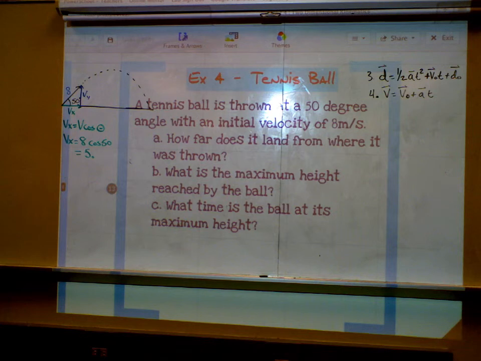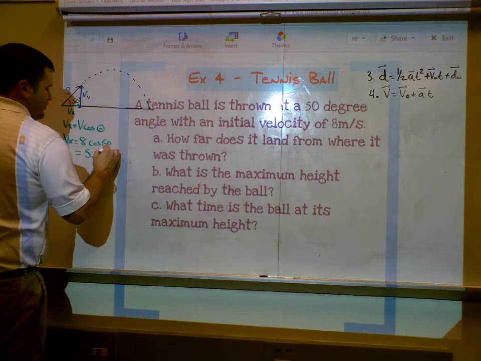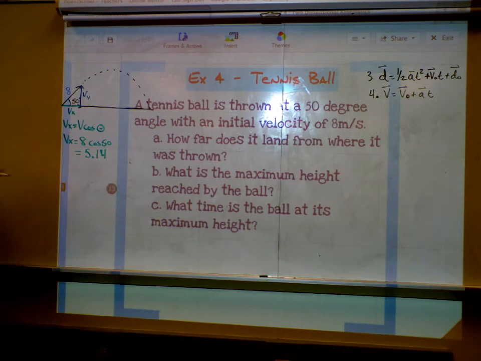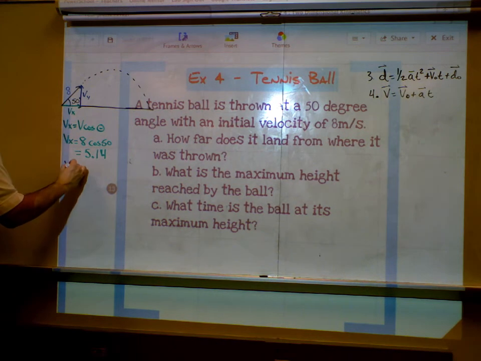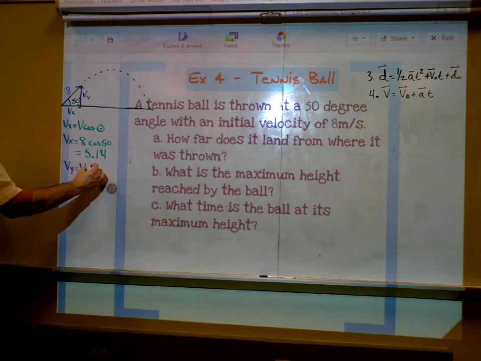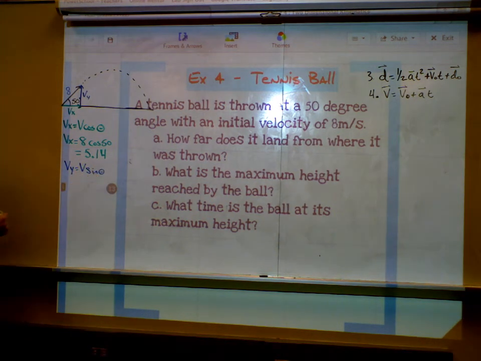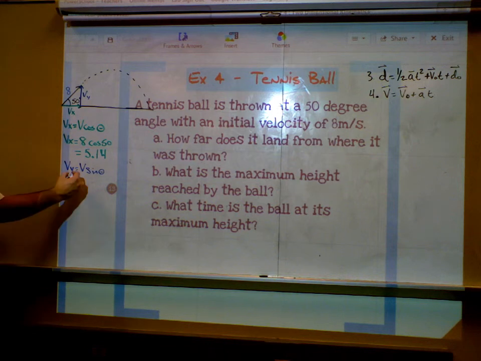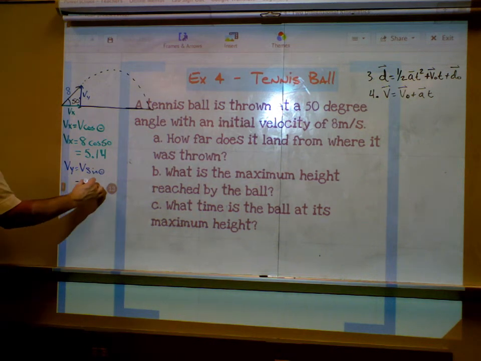Who's right? 5.14? Put 5.14. That would make sense. Okay. Does that make sense, guys? Yeah. Okay. Now to find vy. We know vy equals v, not cosine, but sine theta. Right? So v is still 8 and theta is still 50.